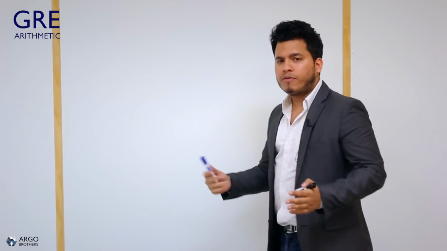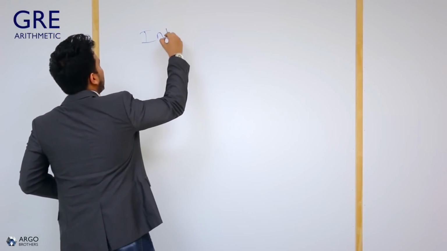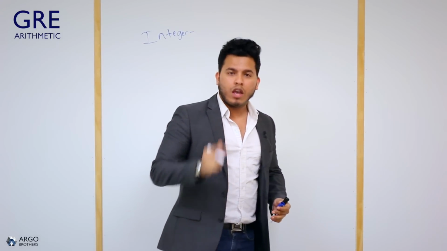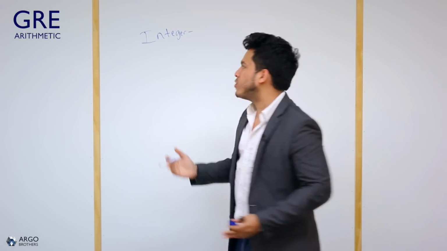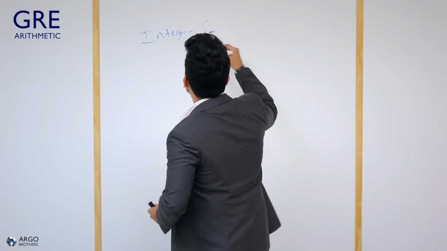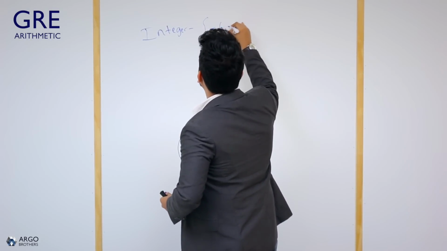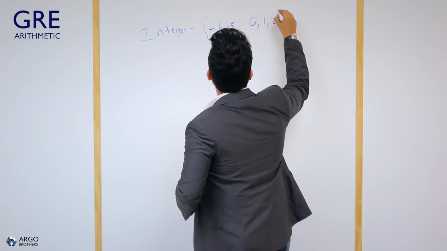So integers, very straightforward. You must know what an integer is, right? What is an integer? Integers are whole numbers: 1, 2, 3, 4, 5, 6. 0 is also an integer. Negative numbers are also integers, so the set is basically any negative whole numbers, let's say -6, -5, etc., 0, 1, 2, and so on.